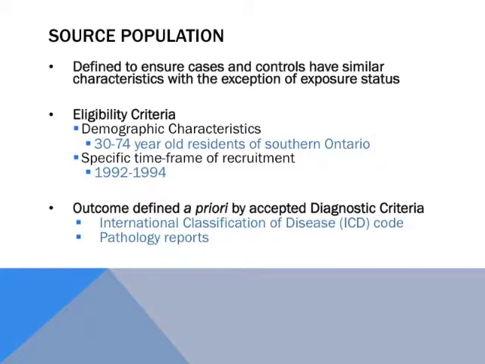The source population is defined to ensure cases and controls have similar characteristics, with the exception of exposure status. This is operationalized through an eligibility criteria. In our example, the source population were 30 to 74-year-old residents of Southern Ontario from 1992 to 1994. The investigators start by selecting cases from this source population based on accepted diagnostic criteria for the outcome of interest. In our example, the investigators identified cases through pathology reports with the International Classification of Disease Code for colon and rectal cancer.